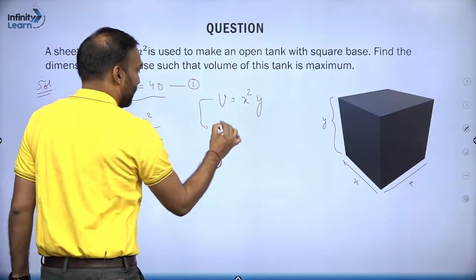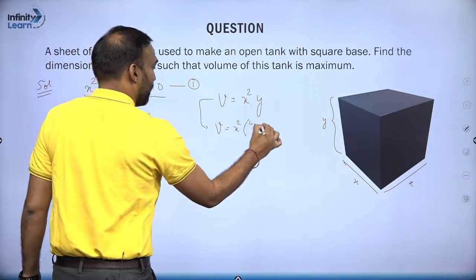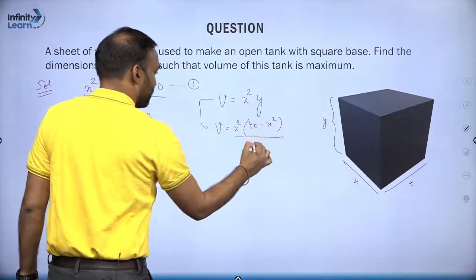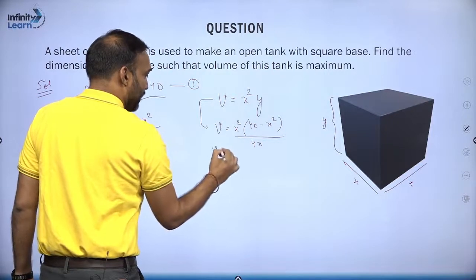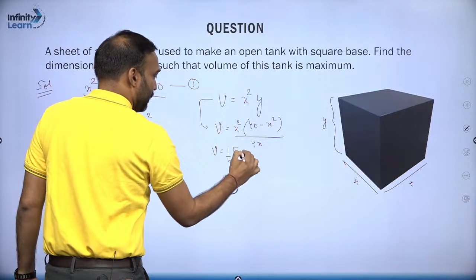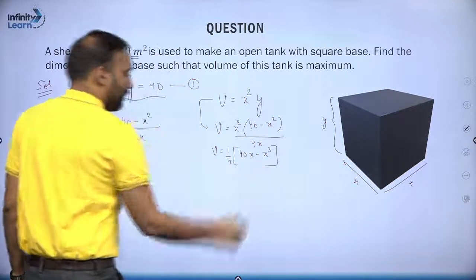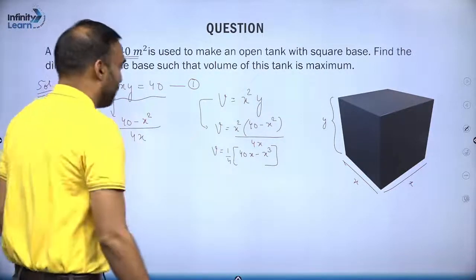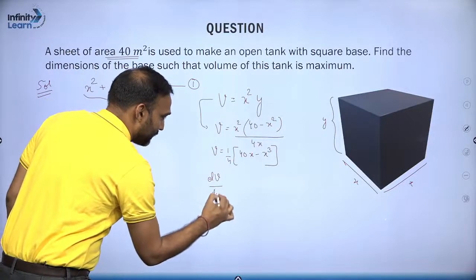So volume becomes x square into what is y? (40 minus x square) upon 4x. So 1x will get cancelled out, and if I multiply, I have 1 by 4 over here, x will be multiplied, so 40x minus x cube. So now you see I have a volume in terms of x only. I have to find out the maximum value. So let us quickly differentiate this with respect to x.